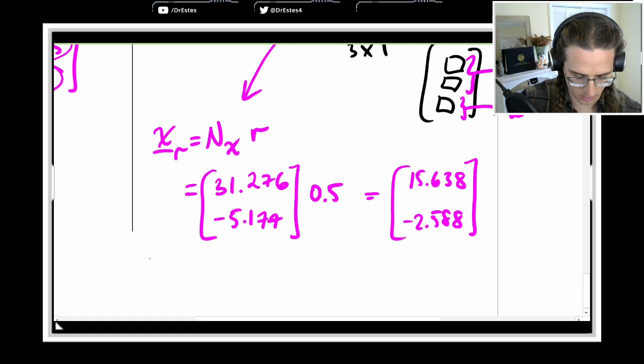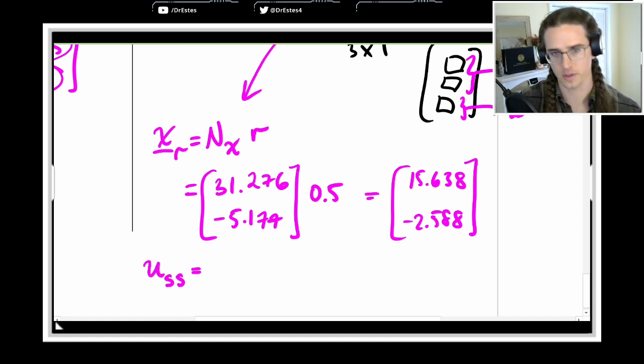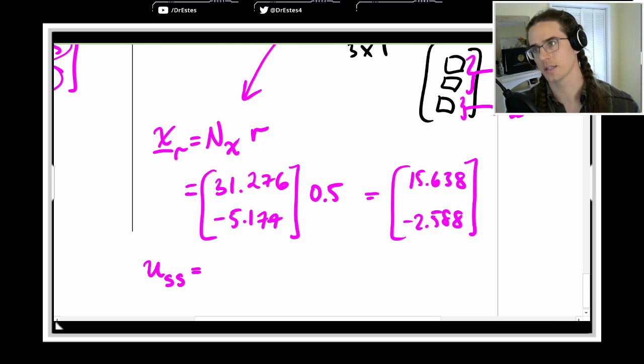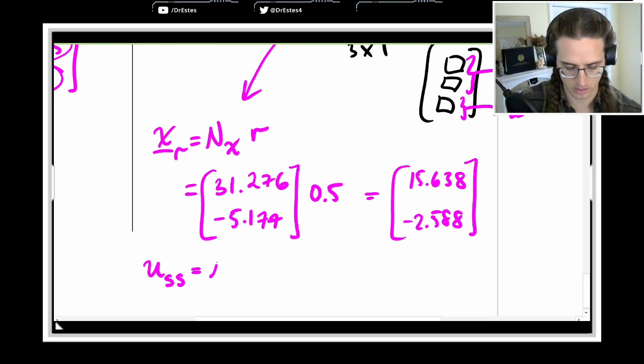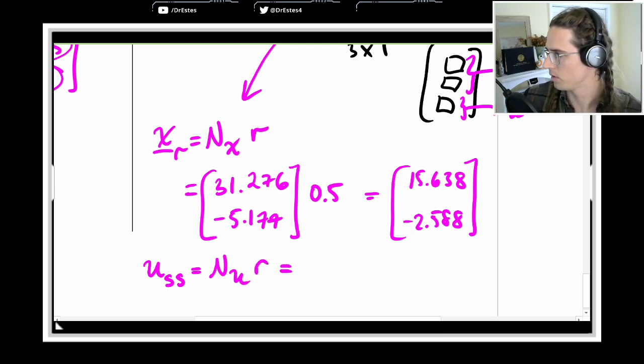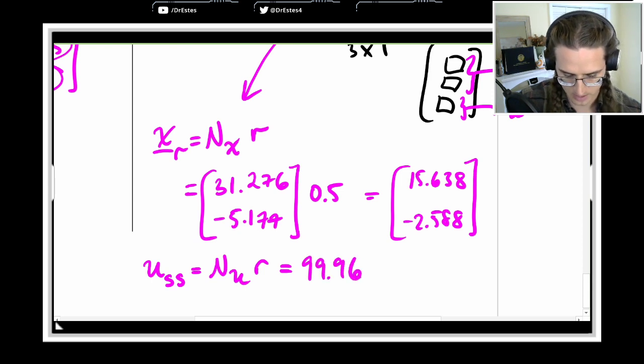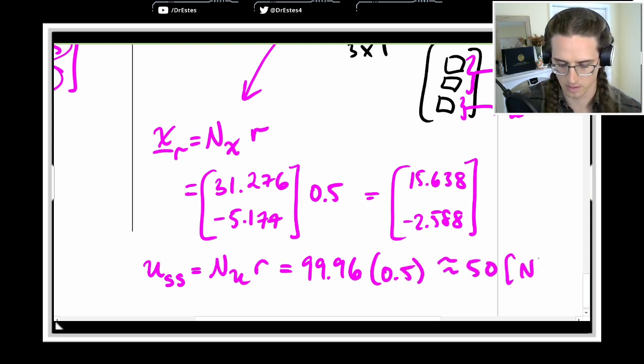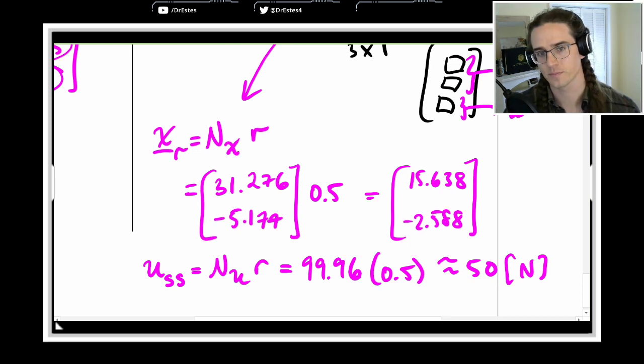Now this part, the steady state value of the control input, which in this case is the force that we're applying to the block to move it. What was NU? NU was 99.96 and R was 0.5. And this basically evaluates to 50 newtons.